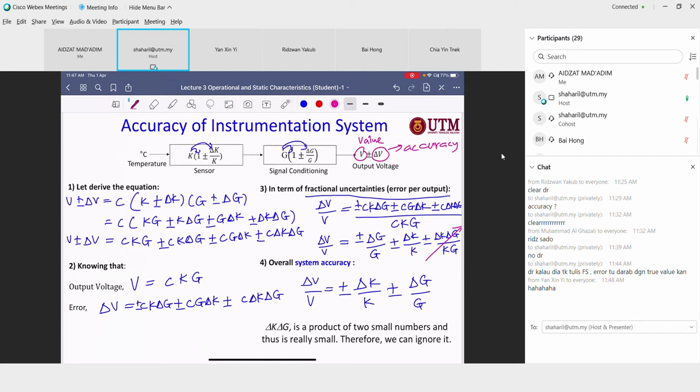For example, if you got a delta K around 0.01, you times with delta G 0.001, then it will give you a very small value, and then you divide with K and G which is a very big value, for example 10 times 200. So it is almost zero. Then you can ignore.